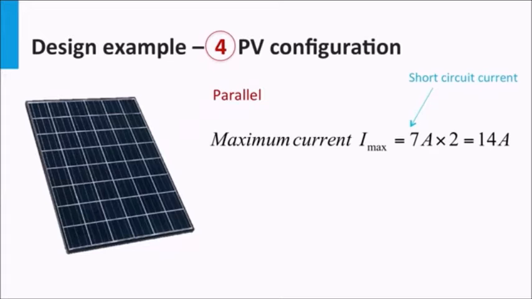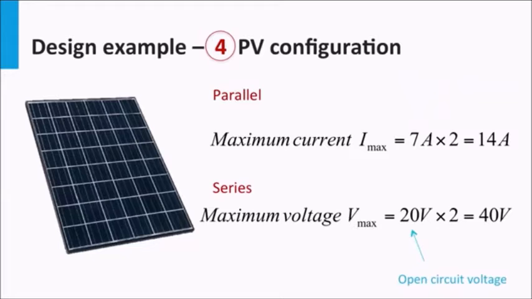Now, let us look at the possible PV configurations. The maximum allowable current and voltage rating can be found by assuming these scenarios. If the two panels are connected in parallel, then a maximum current of 2 times the short circuit current is possible, which in this case is 14 amps. On the other hand, if the two panels are connected in series, then a maximum voltage of 2 times the open circuit voltage is possible, which will equal 40 volts.